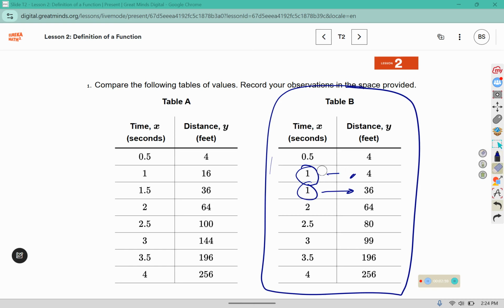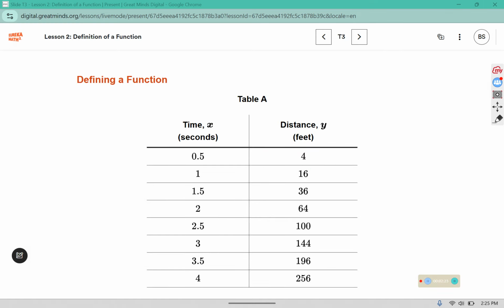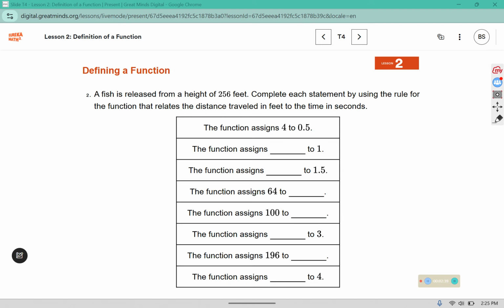However, it is okay that it doesn't move. So for example, in half a second, it went 4 feet. And then if it stayed in the same location, at 1 second, it would still be at 4 feet. Table A is describing the dropping fish function from the previous lesson. And so it shows over time that the fish's distance from the bird is increasing as it drops farther and farther to the water. A fish is released from a height of 256 feet.